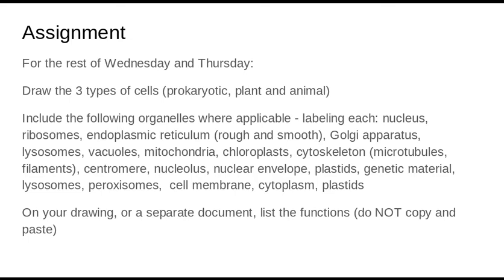So we're looking for nucleus, ribosomes, endoplasmic reticulum, Golgi apparatus, lysosomes, vacuoles, mitochondria, chloroplast, cytoskeleton, centromere, nucleolus, nuclear envelope, plastids, genetic material, peroxisomes, cell membrane, cytoplasm, and plastids again, just because they're kind of weird.